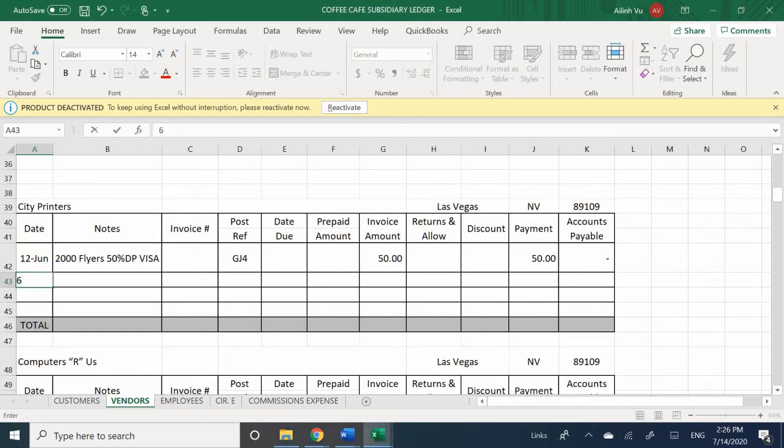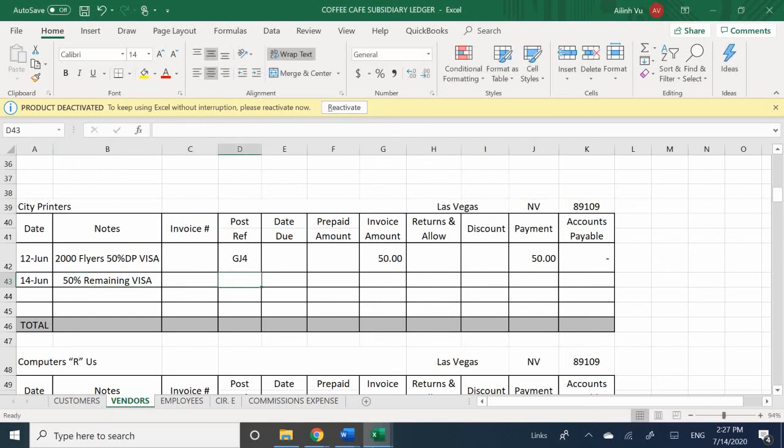So we're going to go ahead and do the 14th. Okay, so again, same thing. I don't know what to say here. I just know that we paid with the Visa payable. Maybe I'll write 50% remaining, and I use the Visa to pay that off.